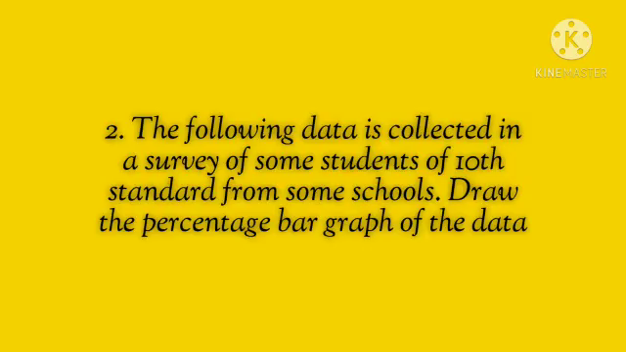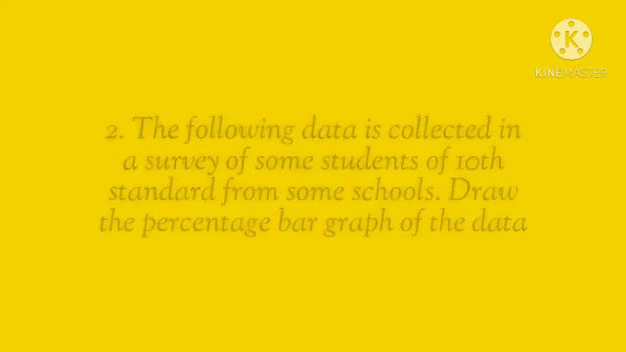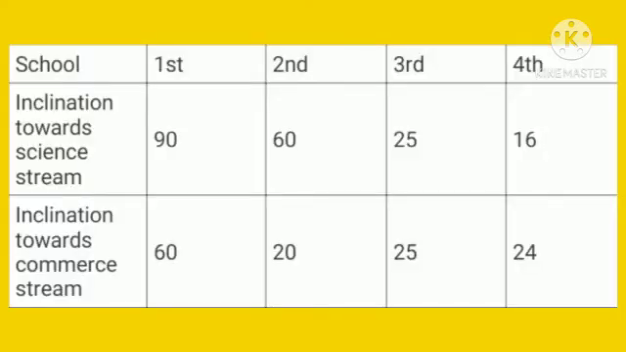Next, the following data is collected in a survey of some students of 10th standard from some schools. Draw the percentage bar graph of the data. The information about inclination towards science stream and inclination towards commerce stream of 4 different schools is given to us.